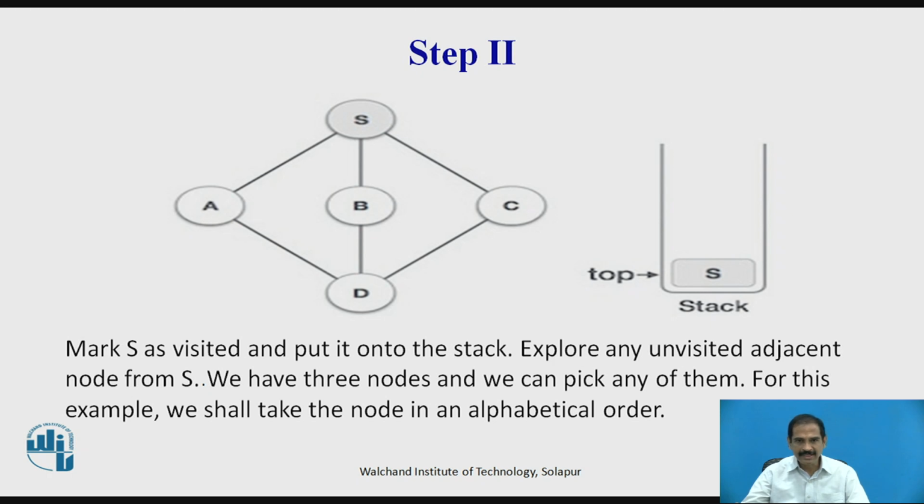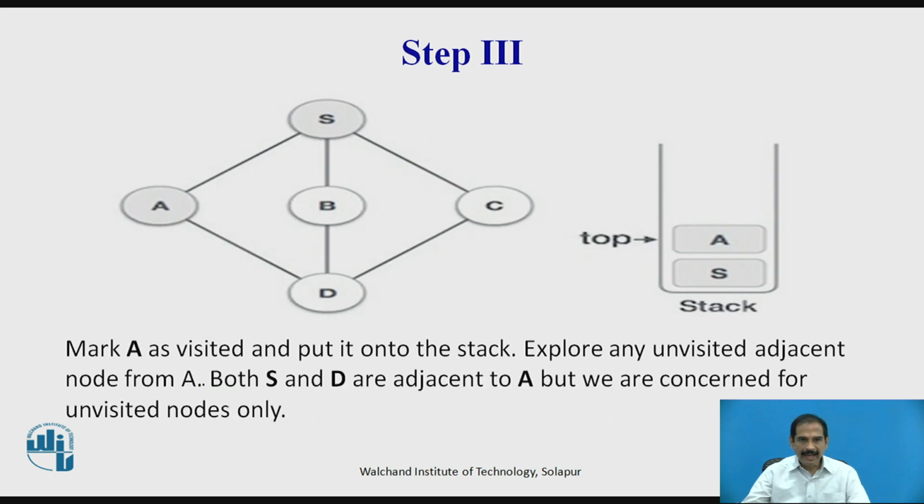Explore any unvisited adjacent nodes from this S. We have 3 nodes here and we can pick any one of them. For this example, we shall take the nodes in alphabetical order. Now mark A as visited and put it on the stack. Explore any unvisited adjacent nodes from A. So both S and D are adjacent to A. But we are concerned with the unvisited nodes only and not the nodes that have already been visited.